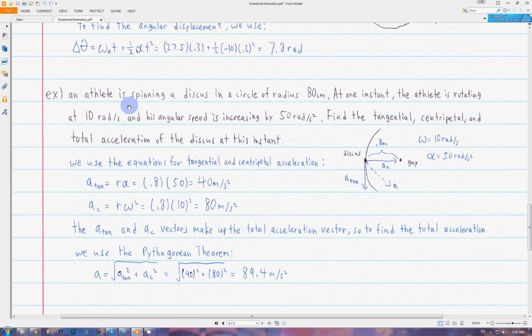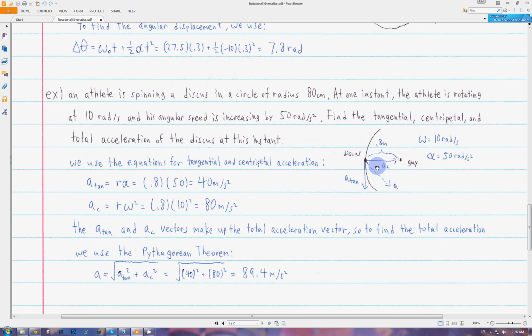So here we have an athlete, and he's spinning a discus around in a circle with a radius of 0.8 meters. Remember, you have to convert any centimeters or anything to meters. And so at one moment, the athlete is spinning at 10 radians per second, and his angular acceleration is 50 radians per second squared. So we want to know the tangential, centripetal, and total acceleration of the discus that he's spinning at this instant.